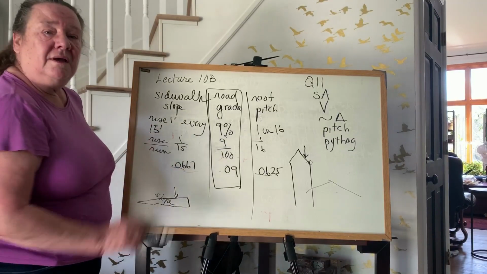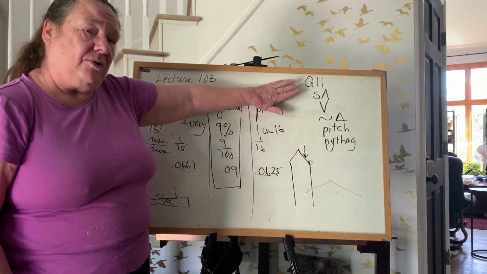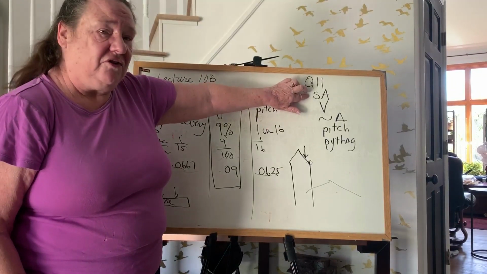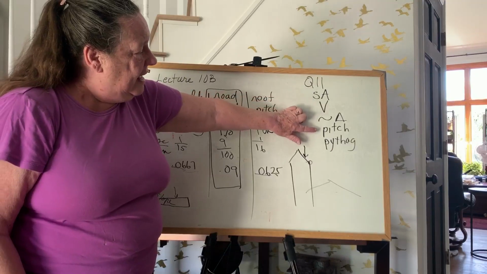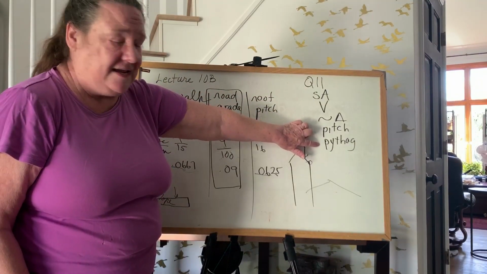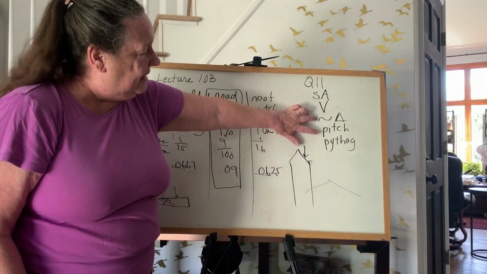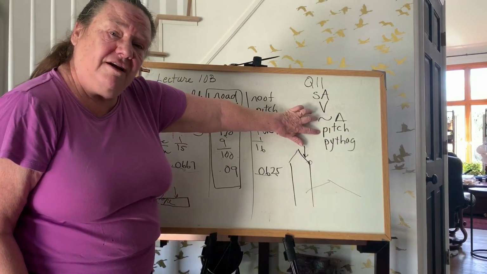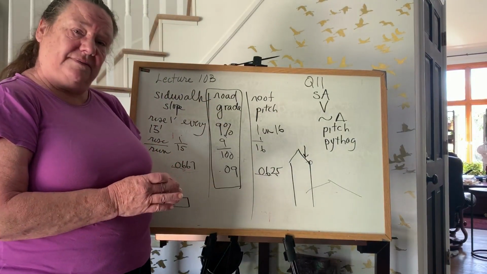So, you can expect that kind of problem. On quiz 11, which will come out Monday, you have the surface area and the volume from 10A, the Pythagorean theorem from 10A, similar triangles from 10B, and pitch from 10B. Okay, and that will be your last quiz.